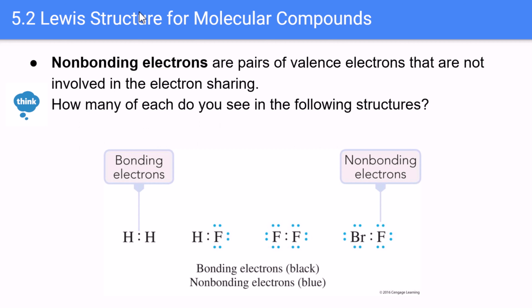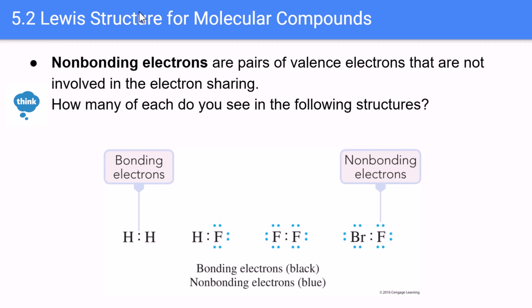Anyways, non-bonding electrons are pairs of valence electrons that are not involved in the electron sharing process. Sometimes they're referred to as lone pair electrons. I'll probably refer to them more often as lone pair electrons because that's just what I'm familiar with. If we look at each of the following structures, we can see that the dots that are not in between the two atoms, or dots that are not in a line rather, are considered to be lone pair or non-bonding electrons.